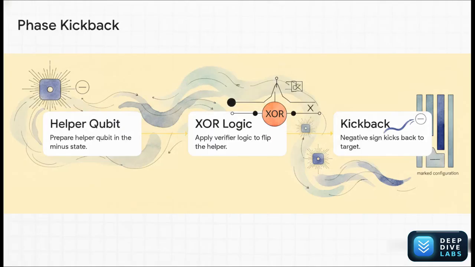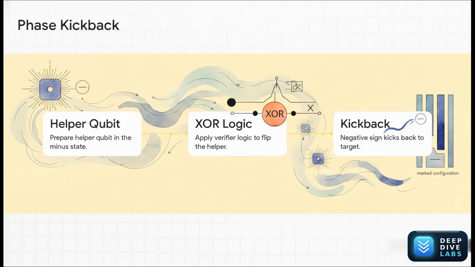But wait, how do you flip only the right bar when you don't even know which one it is? Well, you do it through a brilliant trick called phase kickback. You bring in one extra helper qubit, prepared in a special state called the minus state. Now, this state has a really peculiar property. Flipping it actually multiplies it by -1.